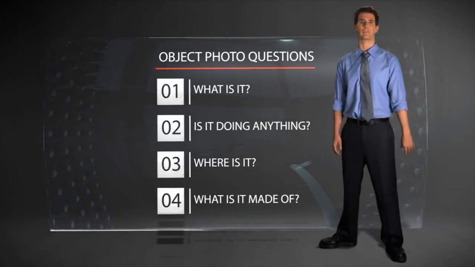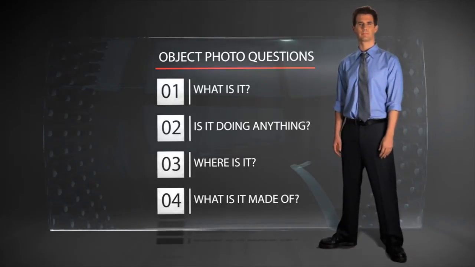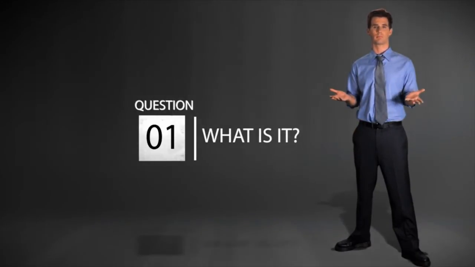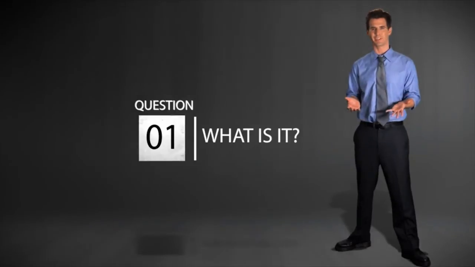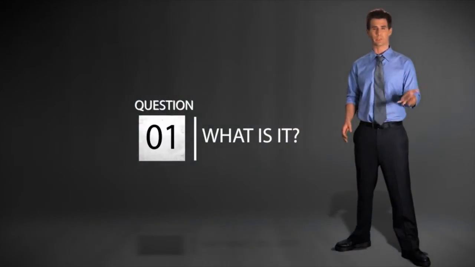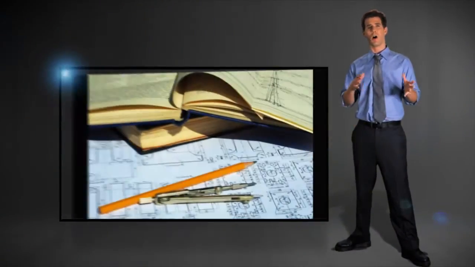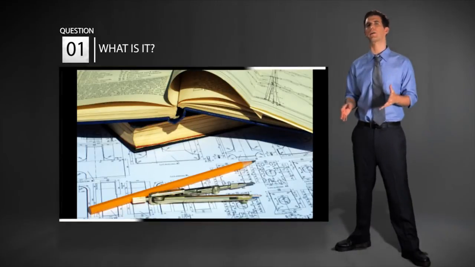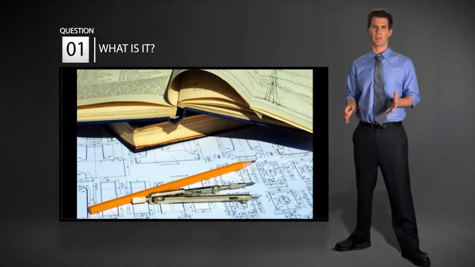Let's start with the first question. What is it? Very simple question, right? Well, sometimes yes, but sometimes the word that you expect will not be said. So there's always more than one way to say an object. Now we'll talk about this later in the tips lesson, but for now, just remember, there are always more than one way to say something.